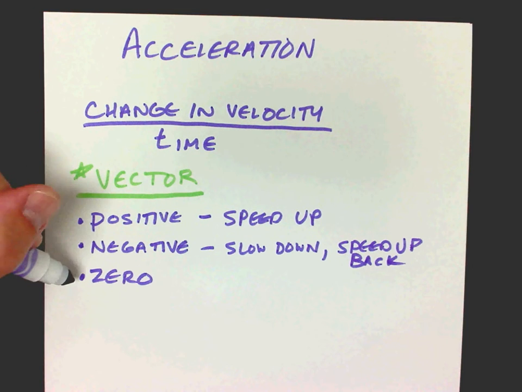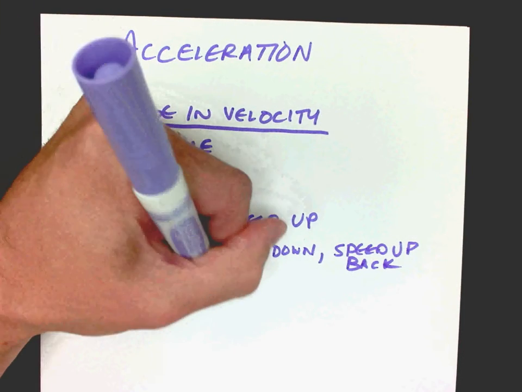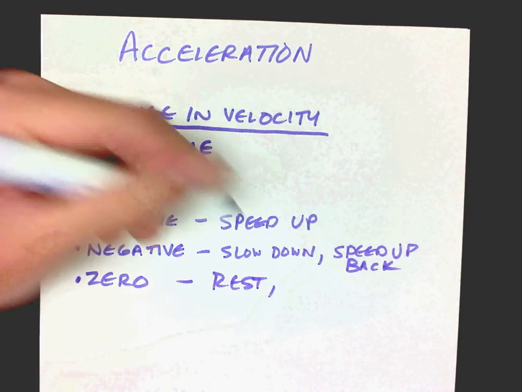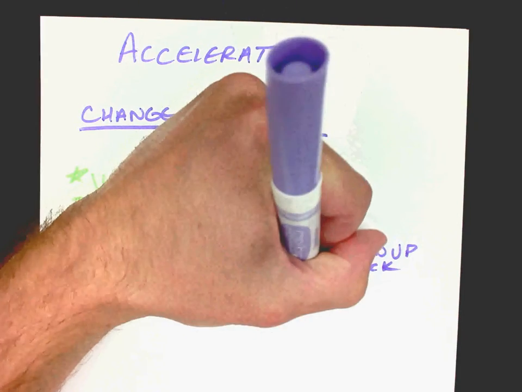Also two scenarios for zero acceleration as well. I think the most obvious one is an object that is stationary or at rest. It is not accelerating. So we could put that. The other one that's a little bit harder to think about is like cruise control. What if you're going at a constant velocity?